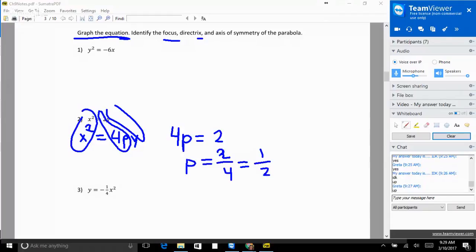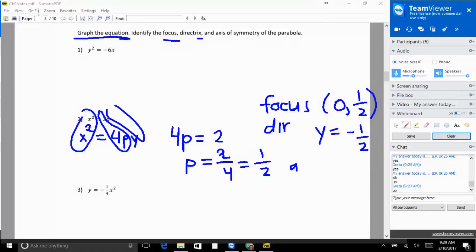Okay, so without even graphing this, I can tell you that my focus is going to be at (0, 1/2), and that my directrix, we're just going to abbreviate it, is going to be at y equals -1/2, and the axis of symmetry. So you guys all said it opened up. All of these don't have any of the other terms. So the axis of symmetry is going to be the y axis.